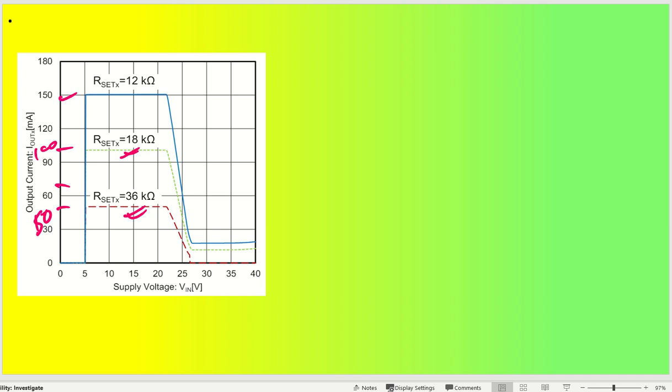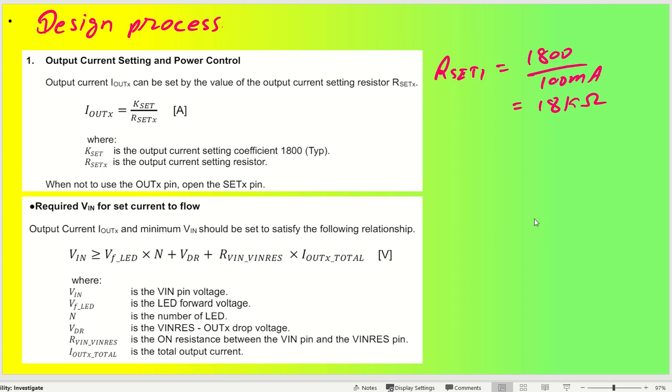Now let us go into the design process. As I told you very clearly, what should be the I out? Let's say I want to set the I out value to 100 milliampere. Then what will be the formula? K set by R set. So R set we have to calculate for the I out value. If I go for 100 milliampere, then 1800 by 100 milliampere is going to give you 18 kilo ohm.